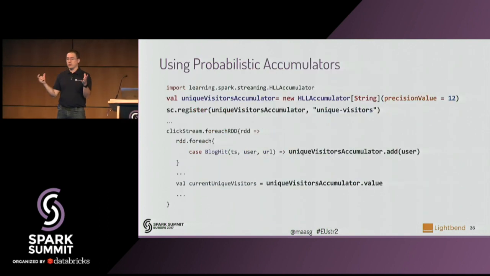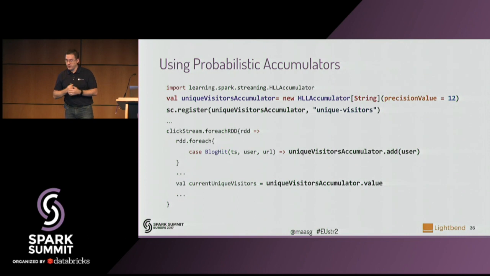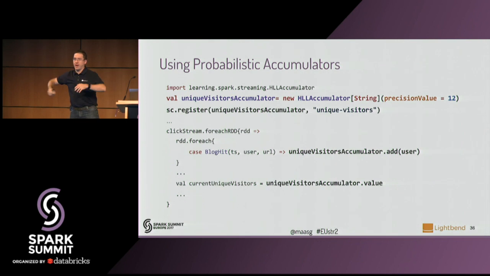All right, and then once we have that accumulator up and running, it's very easy to plug into your streaming job. First, you declare the accumulator. In that case, you create the HLL accumulator. You register it in the context. And then on each loop, you add every user, every data item that passed through, to the accumulator.